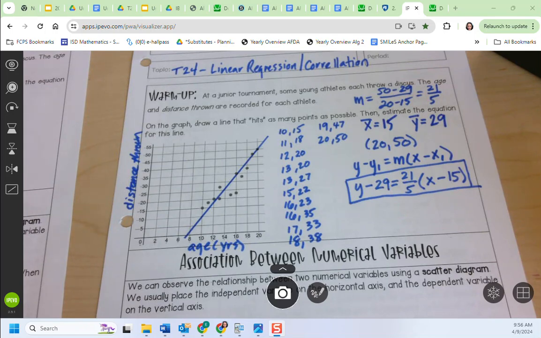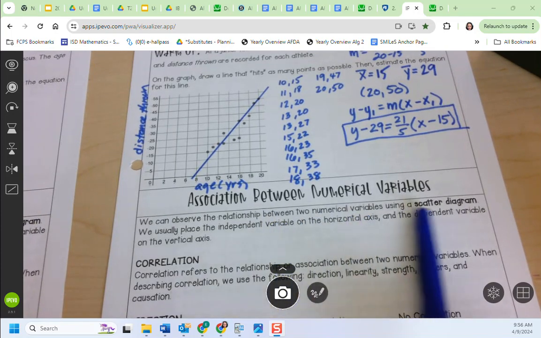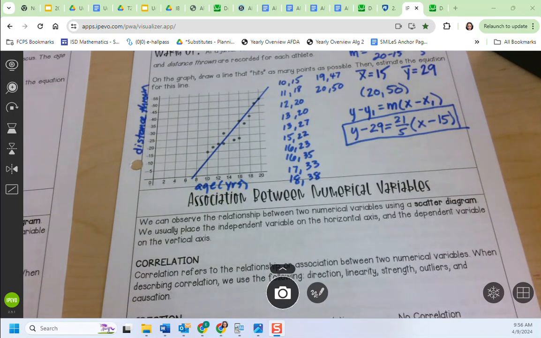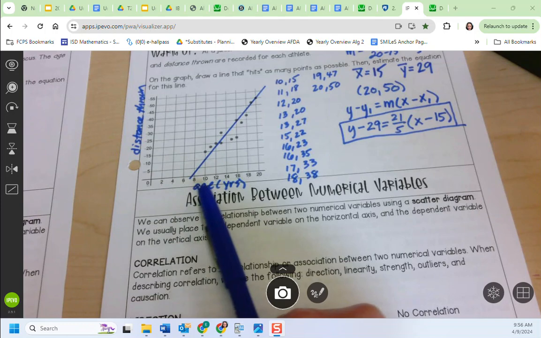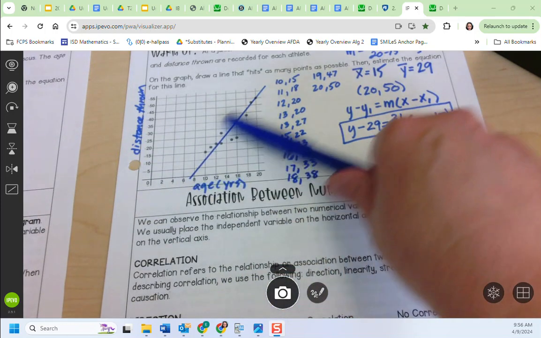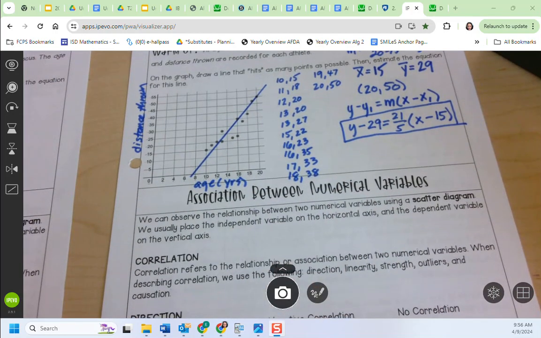All right, so we're going to talk about correlation. We can observe the relationship between two numerical values using a scatter diagram. So looking at the diagram gives you an idea about how those two values are related. For example, looking at this graph, even without a line, I could tell you that as the age increases, what also happens? Very good. As the age increases, the distance thrown increases, and that's not always true.